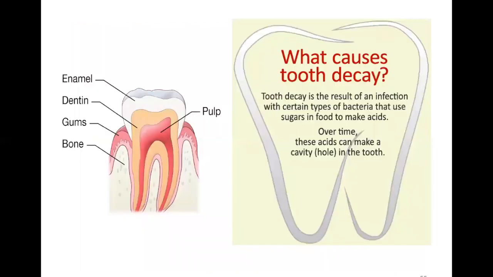Second, effect of pH. What causes our tooth decay? So let us understand how a tooth looks. Okay, this is the pulp part. These are the gums on both sides. There are bones. This is dentin. And the hardest part of our body is the enamel. The white part of your tooth is the hardest part.